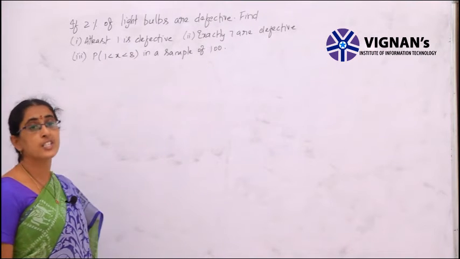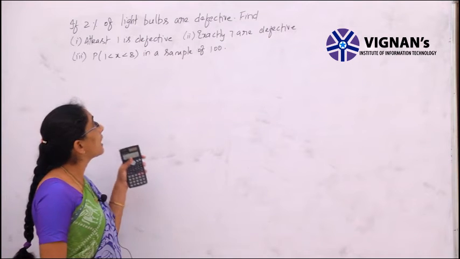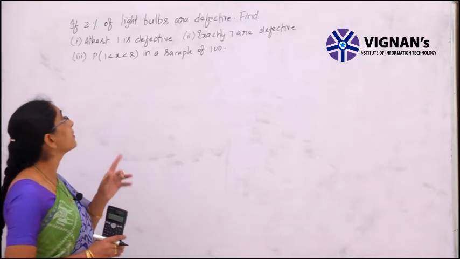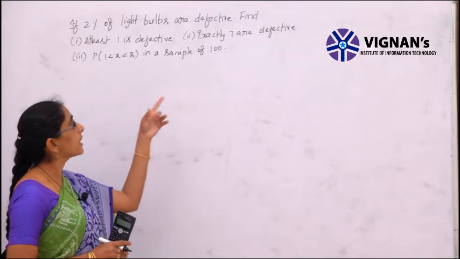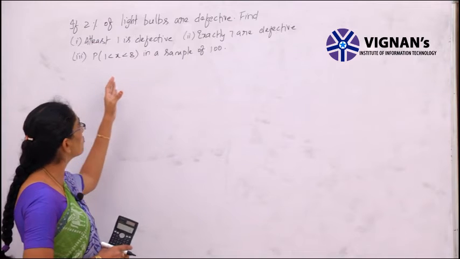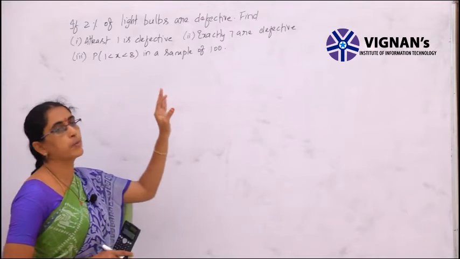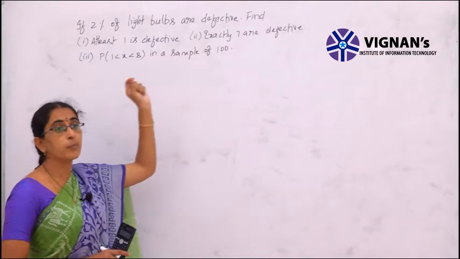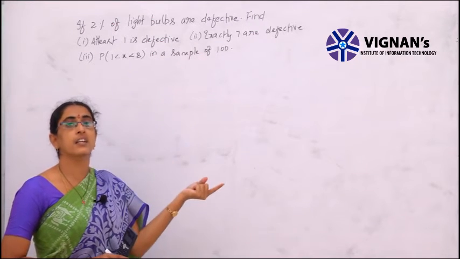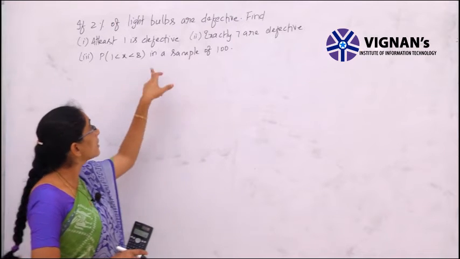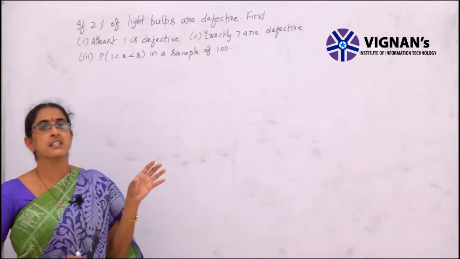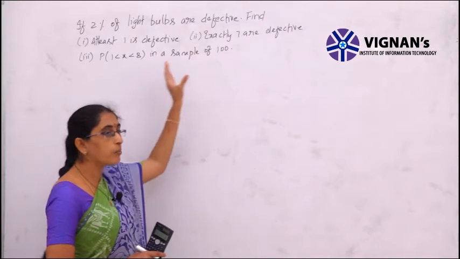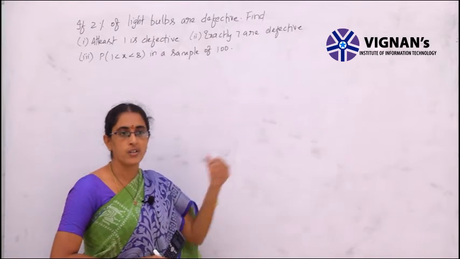Now, let us see the next problem here. 2% of light bulbs are defective is given, right? And find at least 1 is defective, exactly 7 are defective, probability of 1 less than x less than 8 in a sample of 100. Now, we clearly see the question here, average is not mentioned here. Only the probability of defective is given, that is again it comes under the binomial distribution. But here in the sample of 100 means the sample size is very large. That means there we cannot apply the binomial distribution. Then the binomial distribution in this case tends to the Poisson distribution.